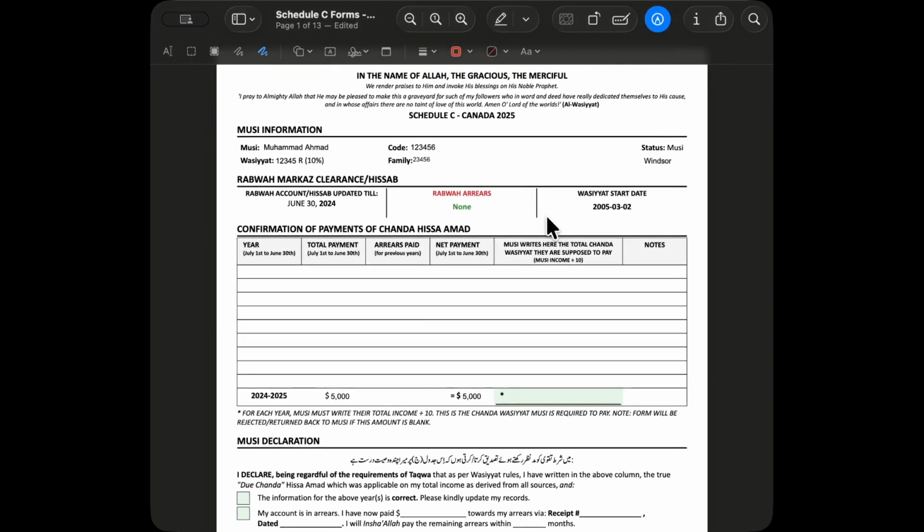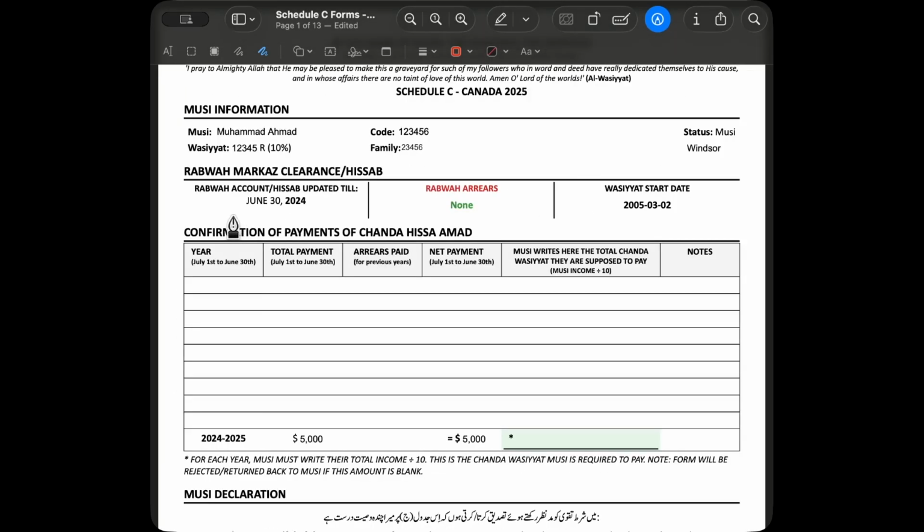When you receive your C form, just make sure your personal information written on the top is correct: your name, Wasiyat number, your member code. The second thing that you need to check is this particular section which says Rabwa account, Hisab updated till. So this Musi's account is cleared up to June 30th, 2024. And when you come to the second section, it says Rabwa arrears. So this Musi has no arrears.